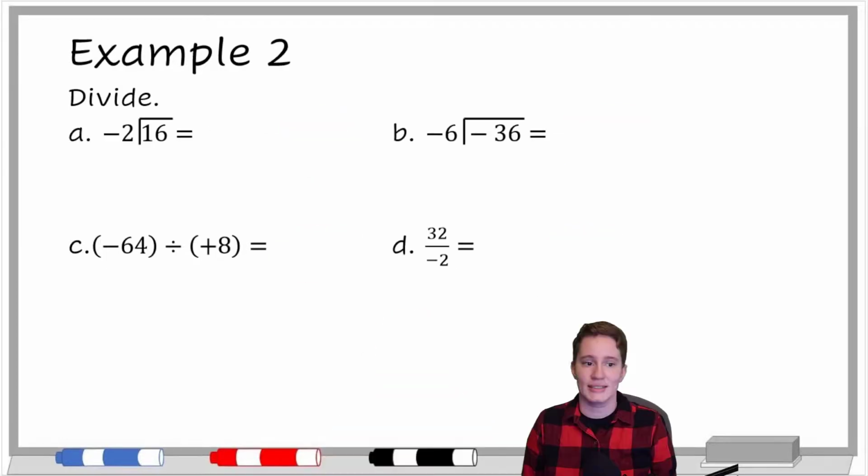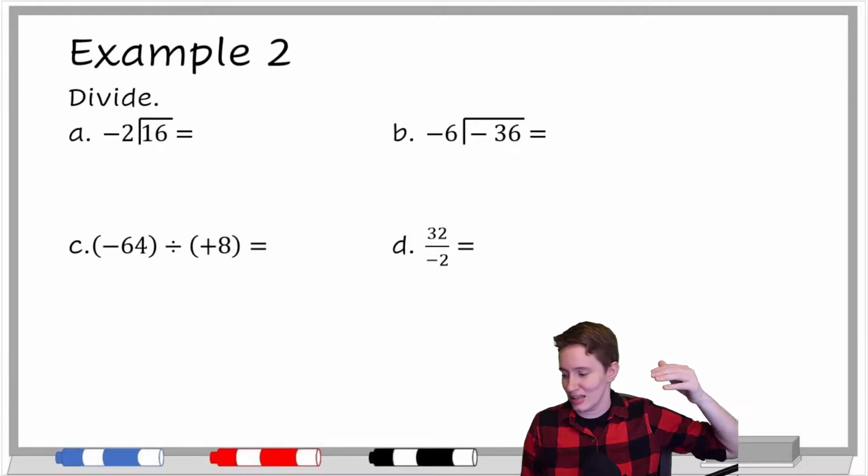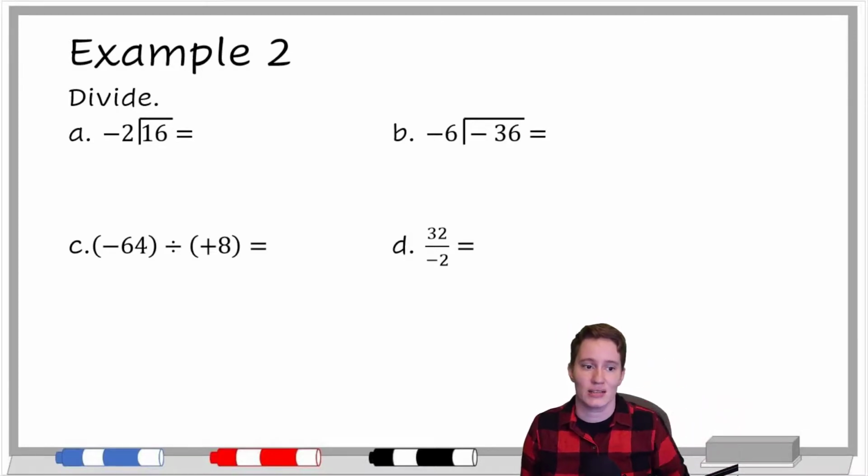Who knows? Example 2, just more division, same old, same old. Now, these top two where they look different, remember that the inside number is what we're dividing up, and outside is what's being divided into. So we're saying 16 divided by negative 2 here. The answer to that is 8, but it's a negative 8 because we have a single negative.